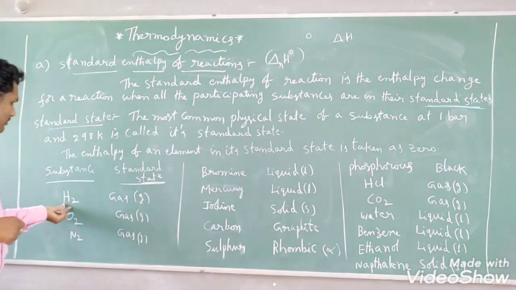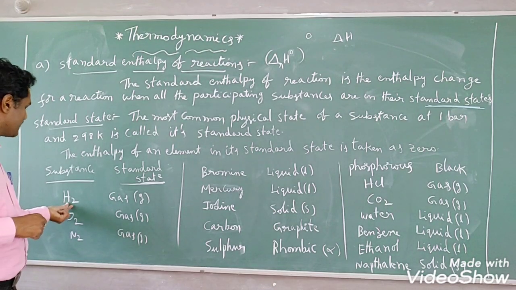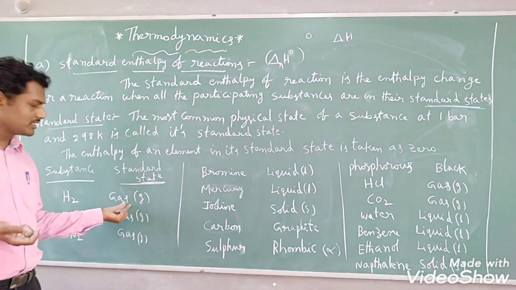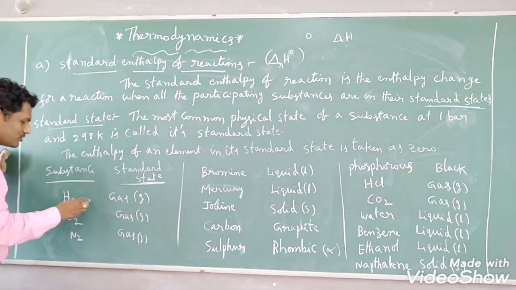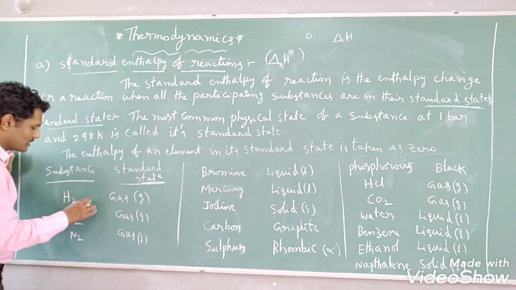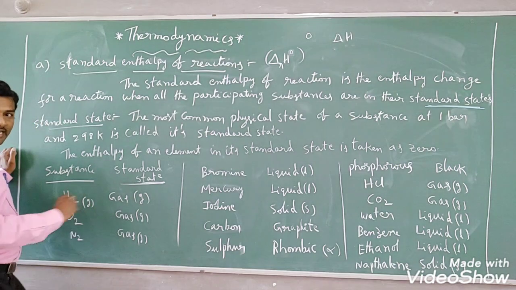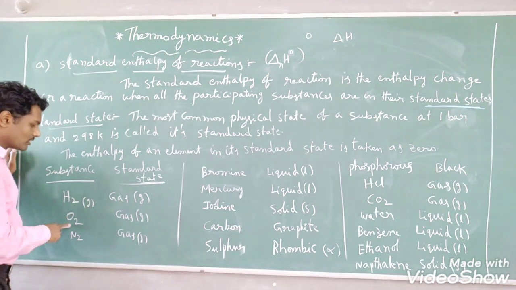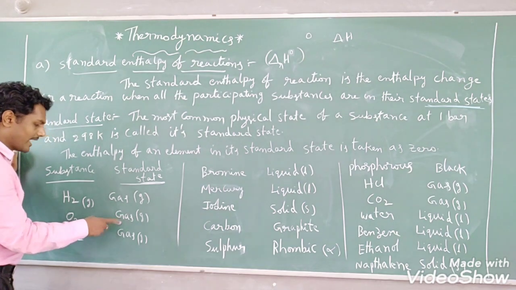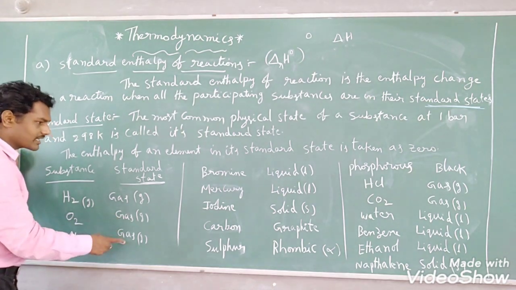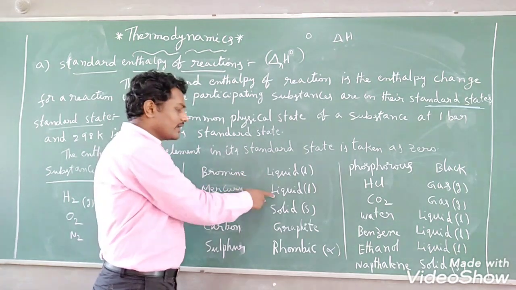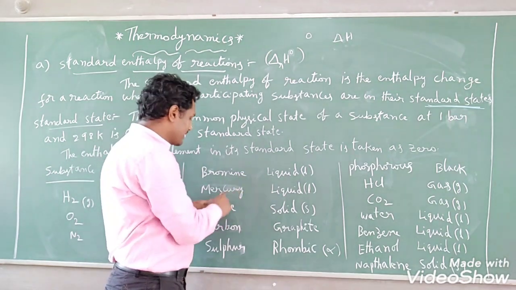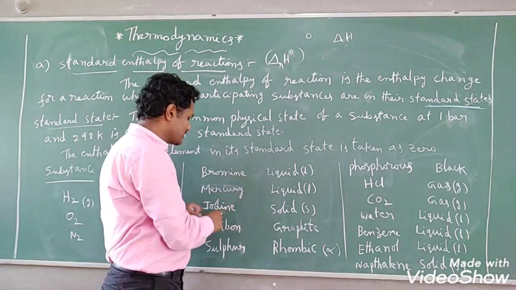Suppose you take H2. The most common physical state of H2 is what? A gas. Everybody knows it. That means you need not write gas again. After H2 you just put a small g, like this, while writing the equation, right? O2, the most common physical state is what? A gas. N2, nitrogen gas, right? Bromine, everybody knows it's liquid. Mercury is also liquid. Liquid metal, liquid non-metal, this is, right?